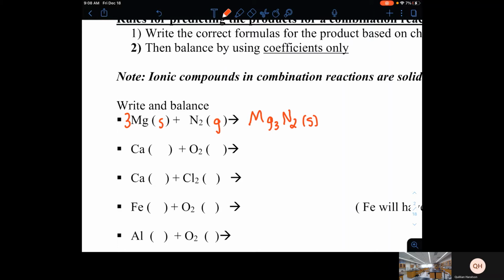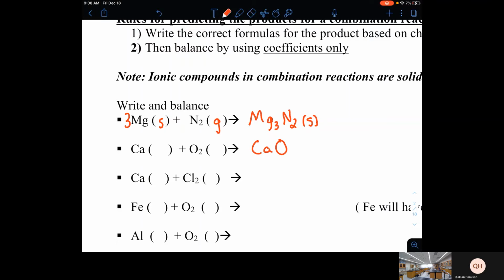For the second problem, we've got calcium. I'd run to the periodic table and figure out that calcium is a 2+ charge. Oxide, well, that would be a 2- charge. So once again, as far as the compounds, I'm putting this together strictly based upon charges. 2+ and 2-, they will cancel out, and I'll get CaO. And I have now figured out what the products are going to be here.